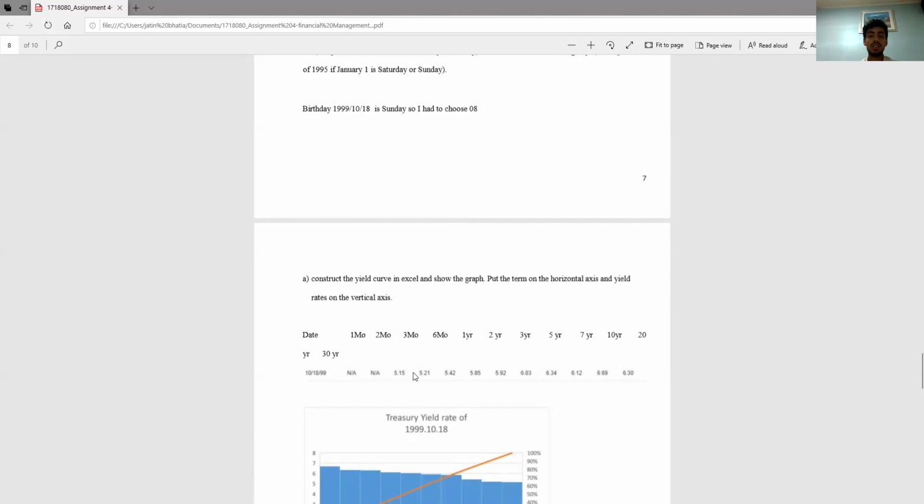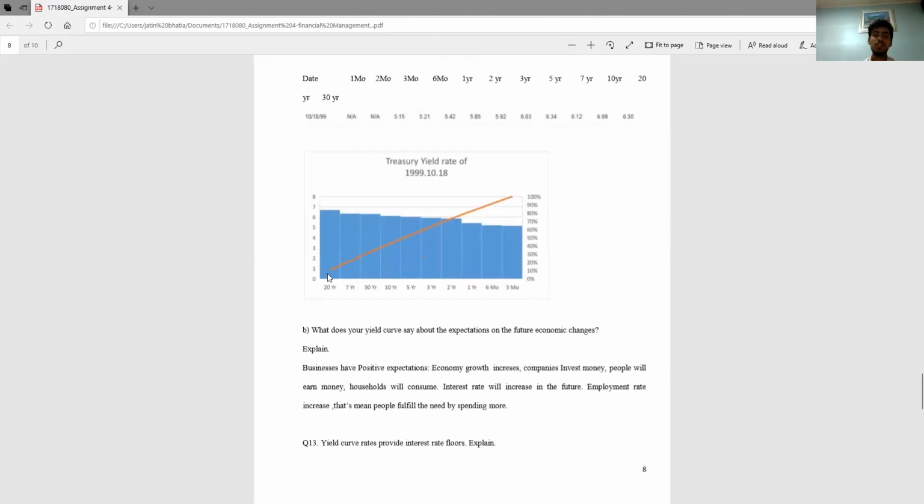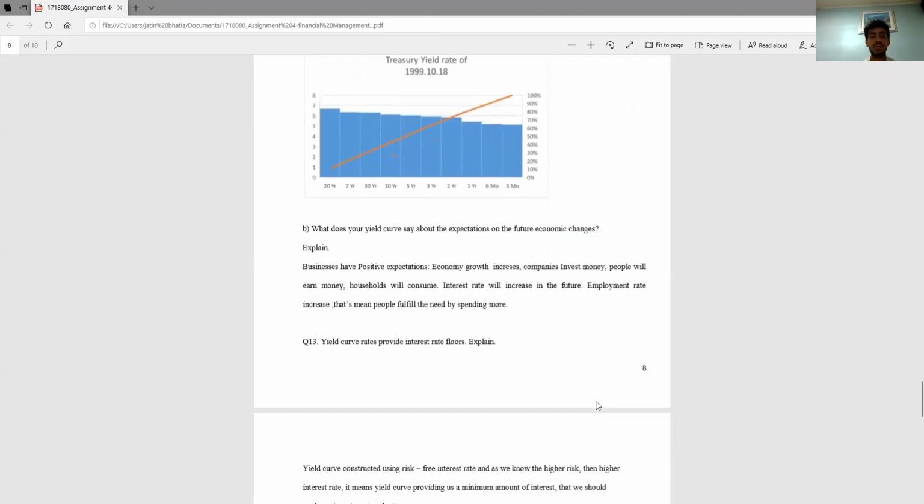This is data I took with the snipping tool, and I made this graph in Excel. This is increasing, positive. What does the yield curve say about expectations of future economics? Businesses have positive expectations. Economic growth increases. Companies invest money. People will earn money. Households will consume. Interest rates will obviously increase in the future. Employment rate increases, and people fulfill their needs by spending more.